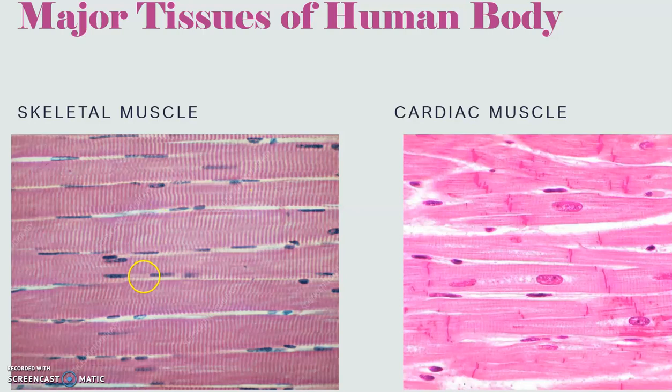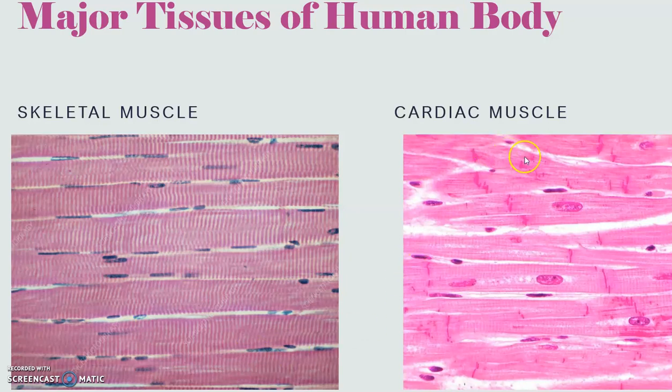You can see that it has multiple nuclei, so the purple or black dark structures that you see are going to be the nucleus of the cell. So it is a multinucleated tissue. And it is also voluntary. So our skeletal muscle is going to be the muscle that's attached to our bones, and therefore it is going to allow us to manipulate our environment.